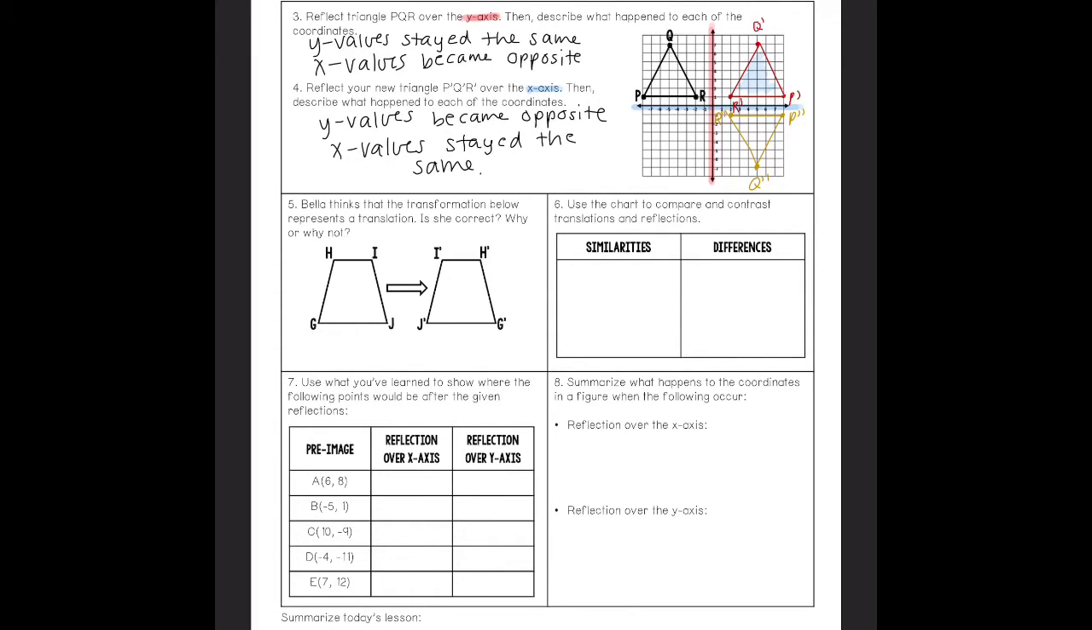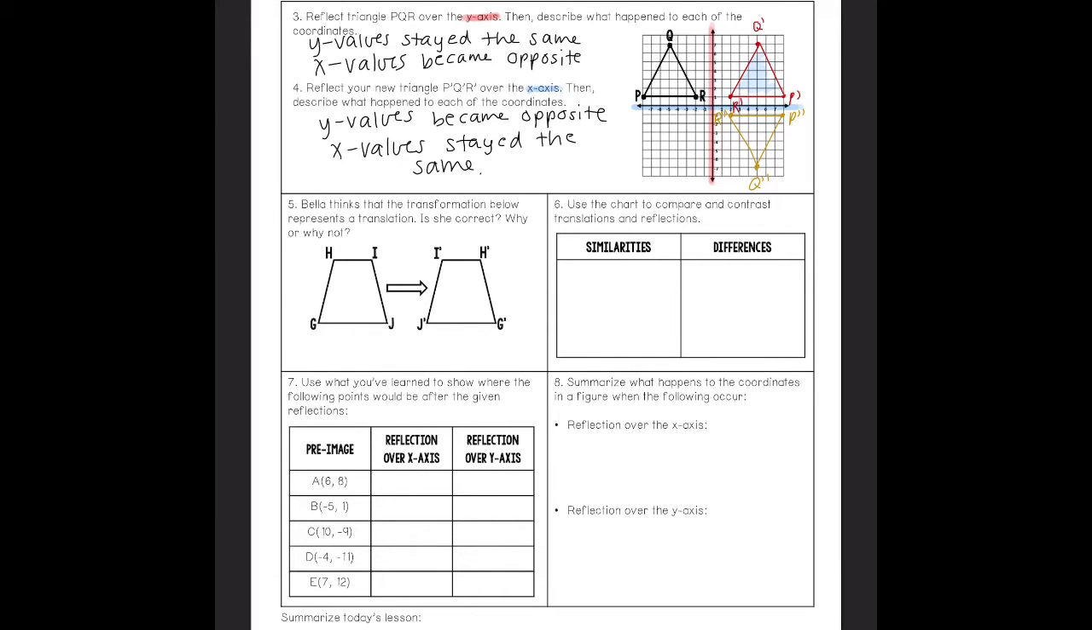Okay? So, number 5, Bella thinks that the transformation below represents a translation. Is she correct? Why or why not? Well, we need to look at 2 things here. Right away, I see that the picture itself, if it wasn't labeled, looks the same to me. It's the same size, same shape, same orientation. So I would say yes if it didn't have labels.